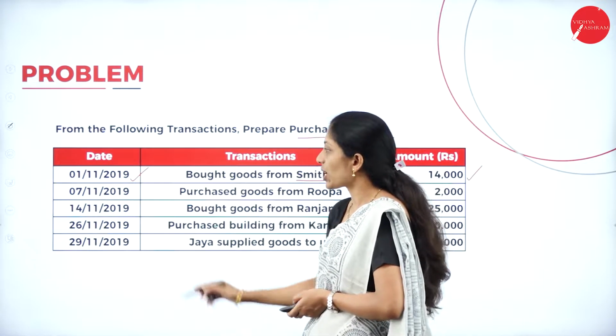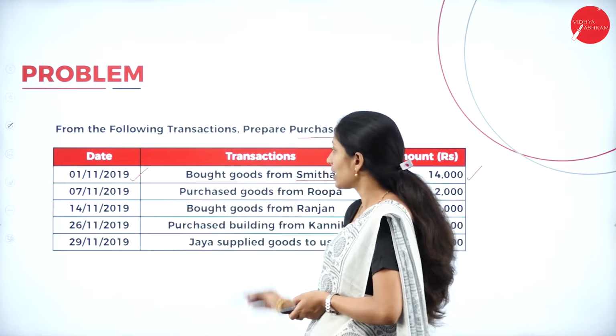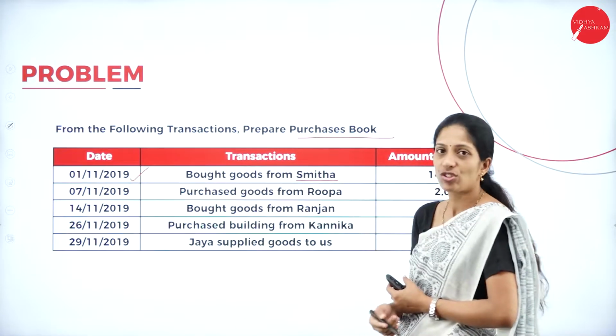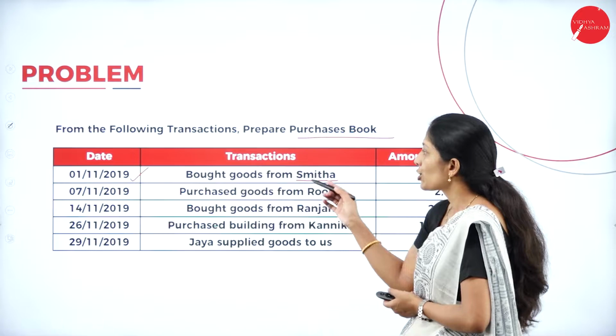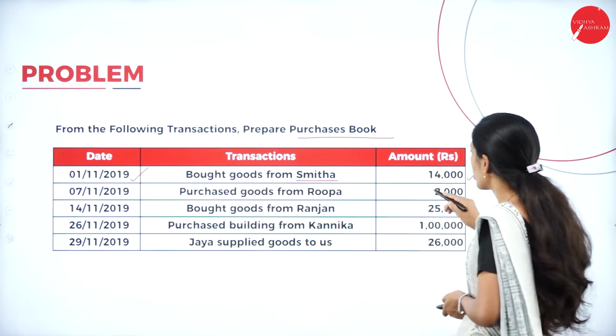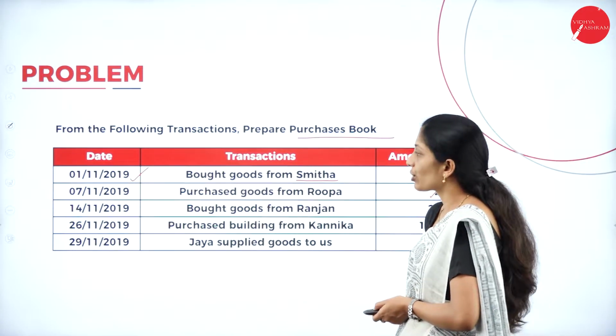Now coming to the next transaction, 7/11/2019, purchased goods from Rupa. This is also a credit transaction, so we have to record it. And the amount is how much? 2,000. So go through the solution.